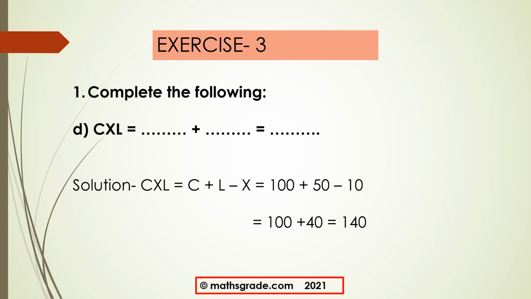50 is greater than X, which is 10. That is, 50 is written to the right side of the value 10. So we have to subtract L minus X. So we have C plus L minus X. C is 100 plus L is 50 minus X is 10. So 100 plus 50 is 150, 150 minus 10 is 140. So the value of this Roman numeral CXL is 140.